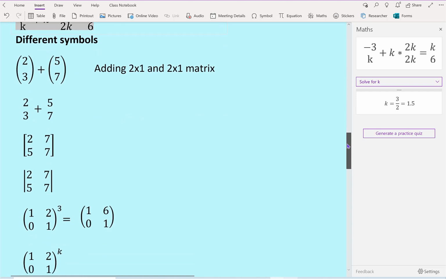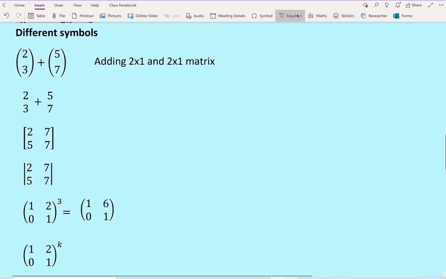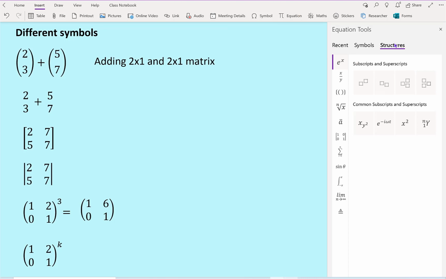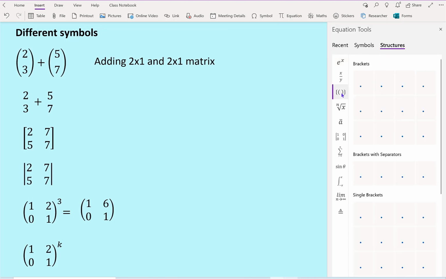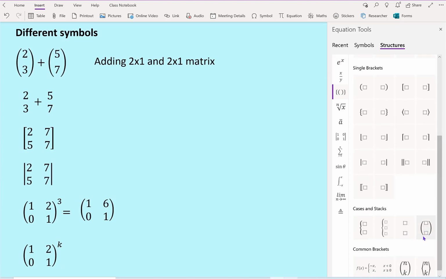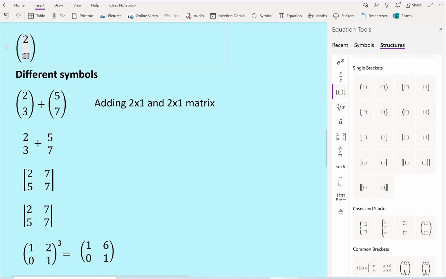I just want to make sure you pick up the correct symbol when you try to type the matrix. If you just use the bracket, let's go to the equation tools. Now if you go to structure and simply pick brackets here, and let's say you pick this one here, that's how I get this symbol. And then I put in 2, 3. That's why I have this together.